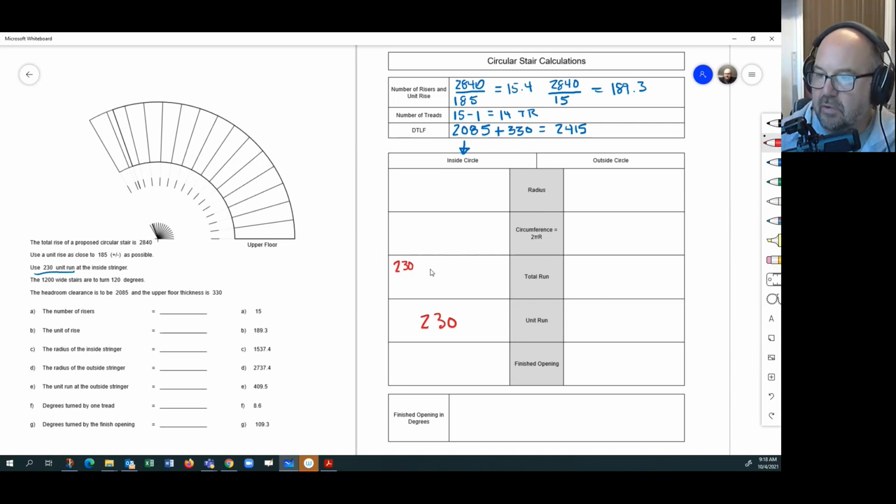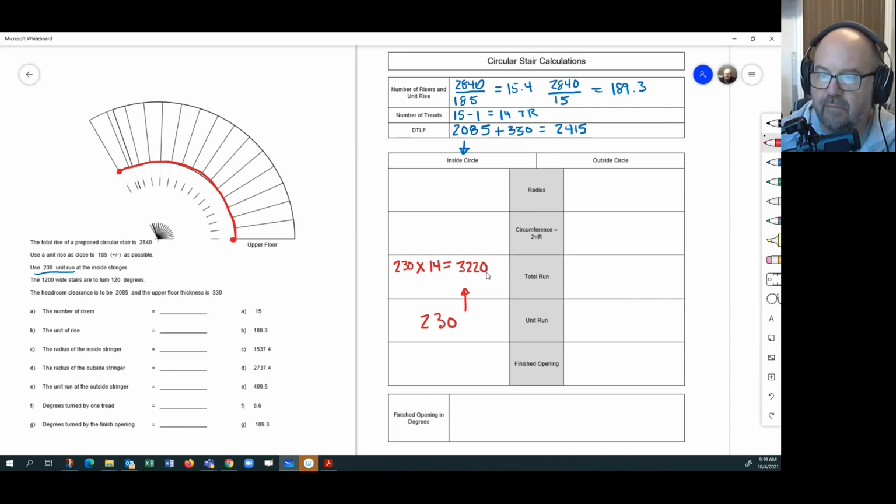I've got my unit run of 230. I know that I have 14 treads. So I'm going to go up like this. 230 times 14, 3220. Essentially what that number is, it's the distance from here all the way around to here. But we don't have any information to draw any proportions or calculations with yet. We have nothing to go downwards or downhill on this thing.